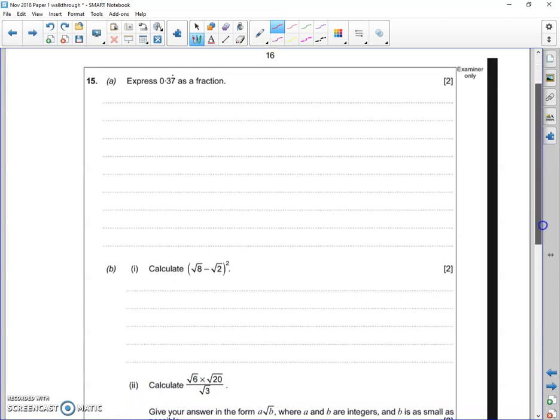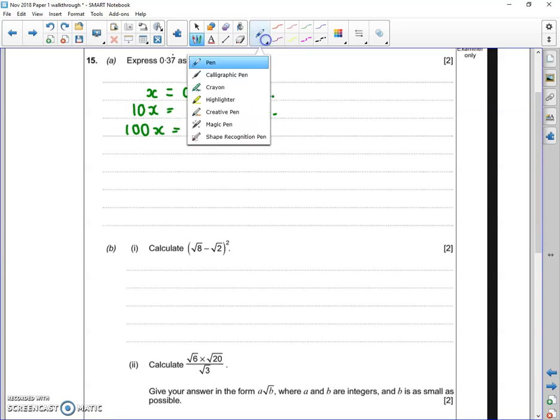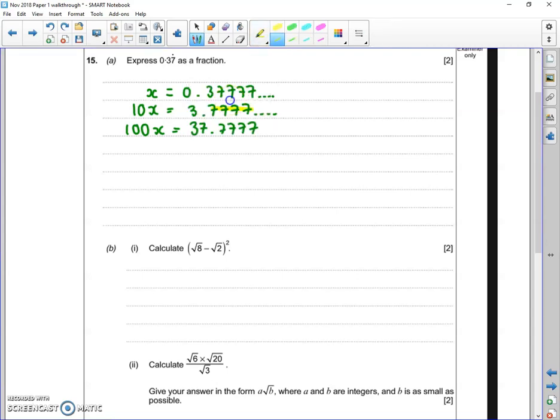Question 15, this is a very straightforward question, and it's only 2 marks. This is the x10, x100, x1 method, so only the 7 is recurring: 0.377777. Let's do a couple of those. Remember, we keep going until we've got matching rows after the decimal point. So 10x would be 3.7777, they don't match. 100x is 37.7777. I'll get a highlighter because we've got 2 matching rows.